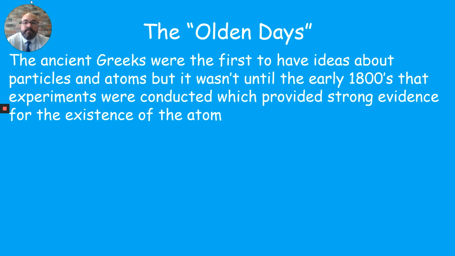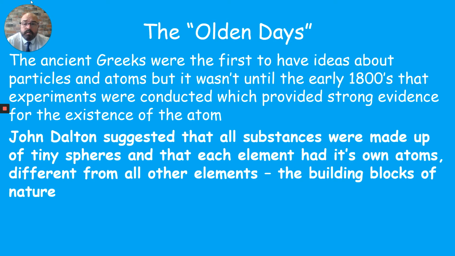The Greeks thought that everything must be made of something, but didn't really flesh it out. But in the 1800s, it really started to take off with experimental evidence being gathered, so that we knew more about the existence of the atom. John Dalton was the first person to suggest this. He suggested that all substances were made up of tiny spheres and that each element had its own tiny spheres or atoms. So a lump of tin would be made of nothing but tin spheres or tin atoms, and they'd all be identical. A lump of iron would also be made of tiny spheres, but those tiny spheres would be different to the tin ones. And these were the building blocks of nature.